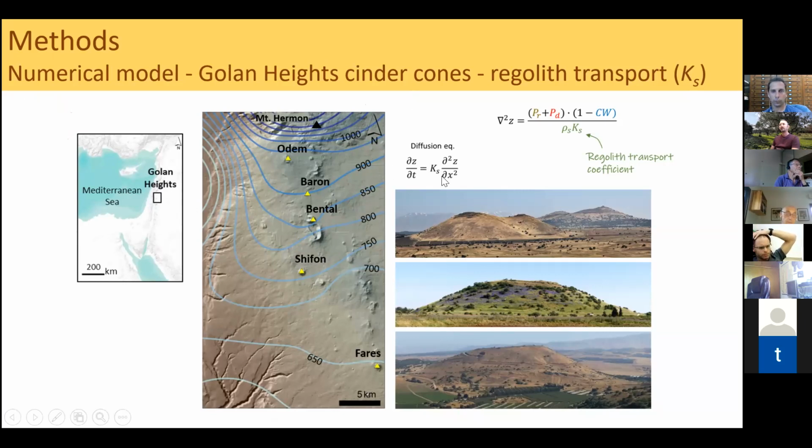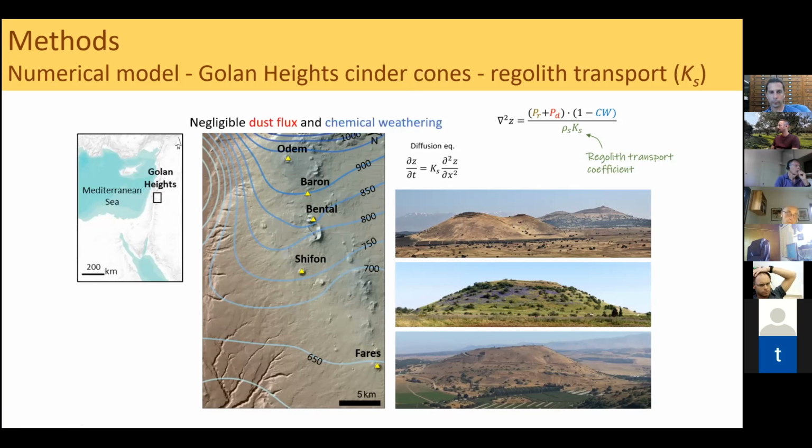Okay, so to quantify the efficiency of soil transport, we went to the Golan Heights, specifically to the cinder cones, the Telima volcanim in Ramat Golan, and we looked at the hill slopes there. First, we chose 5 cinder cones, which are scattered along a strong rainfall gradient in the Golan Heights.